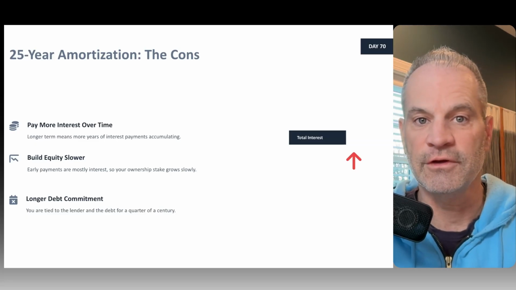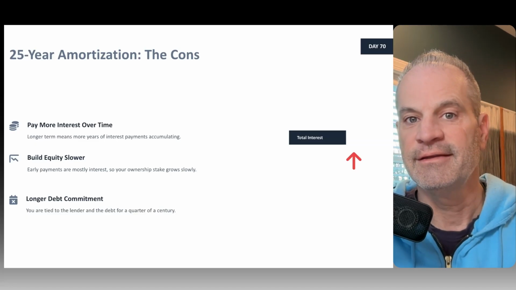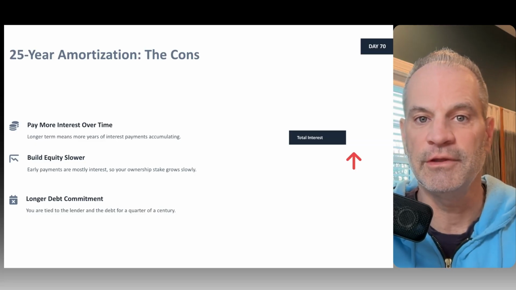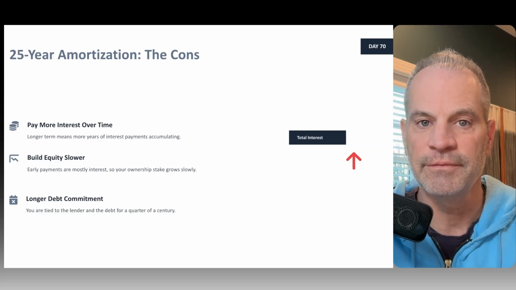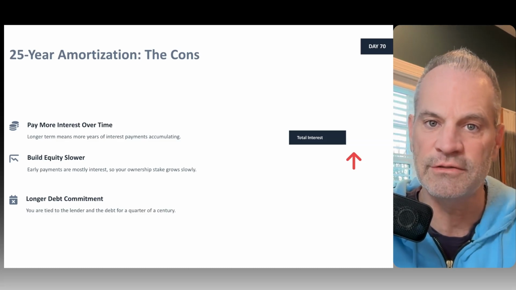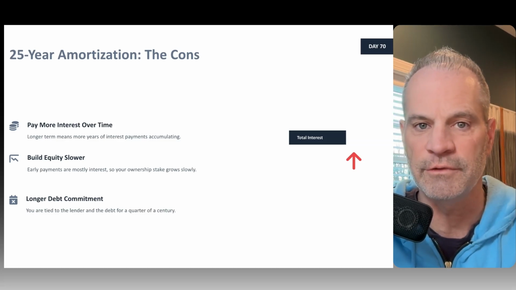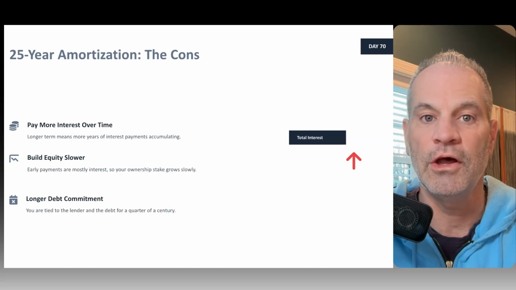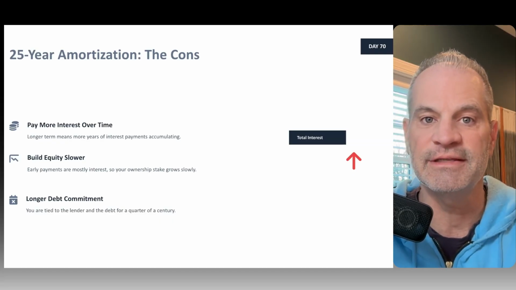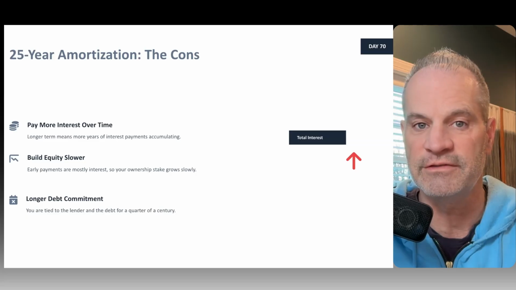You're paying interest for a quarter of a century, meaning the total cost of the loan is much higher. This extended timeline also means you build equity much slower in the initial years, because early year payments are heavily weighted towards interest, with very little going towards the principal. You're also committing to a long-term debt relationship with the lender. This lack of financial freedom can be a significant constraint for some investors.